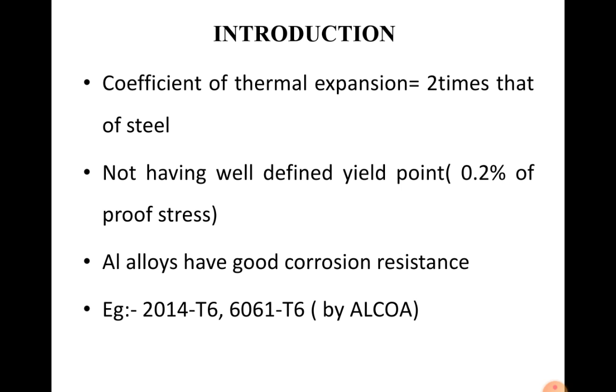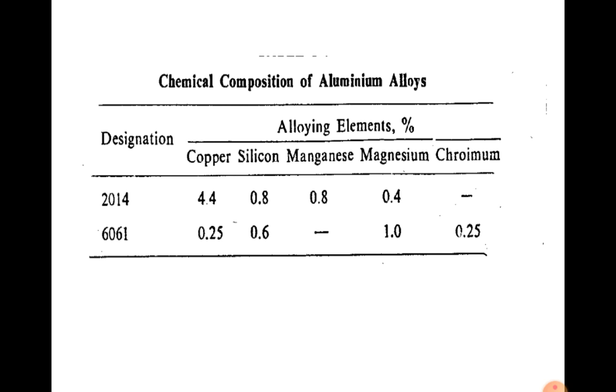Then aluminum alloys are found to have very good corrosion resistance, and we are mainly going to concentrate on two aluminum alloys that are widely used for structural applications, the 2014 T6 and 6061 T6. These are specified by ALCO. Now, coming to the chemical composition of these aluminum alloys, we see that copper, silicon, magnesium, manganese and chromium are in varied quantities in both the 2014 and 6061 alloys.